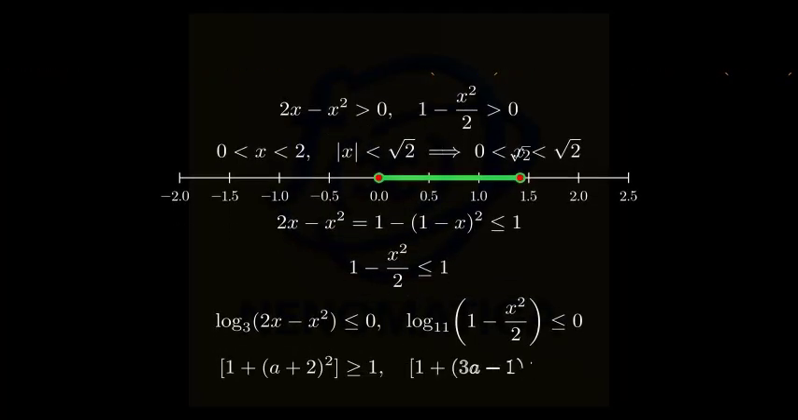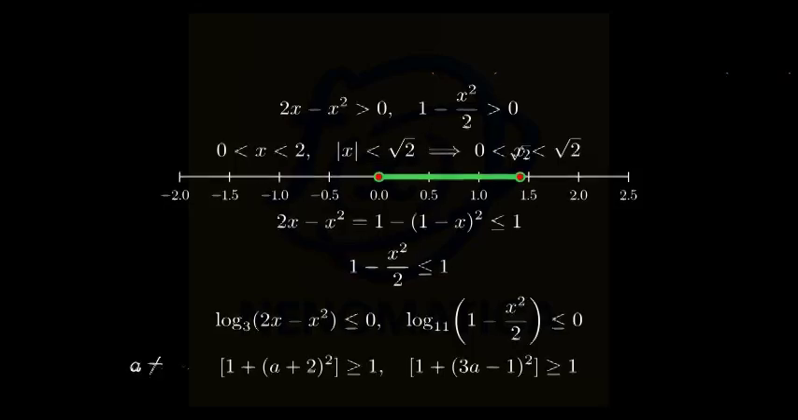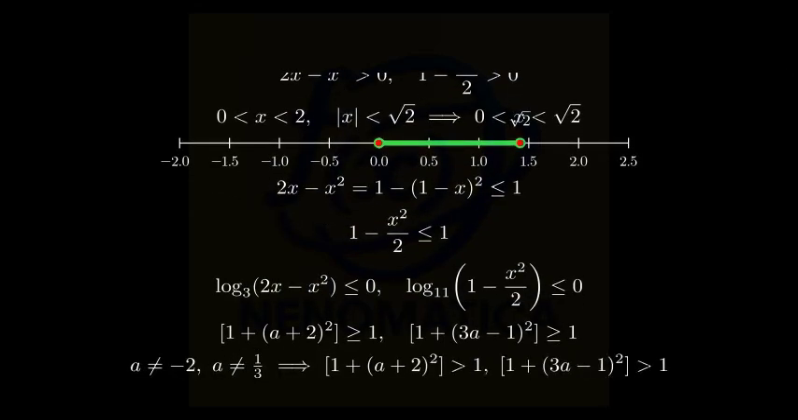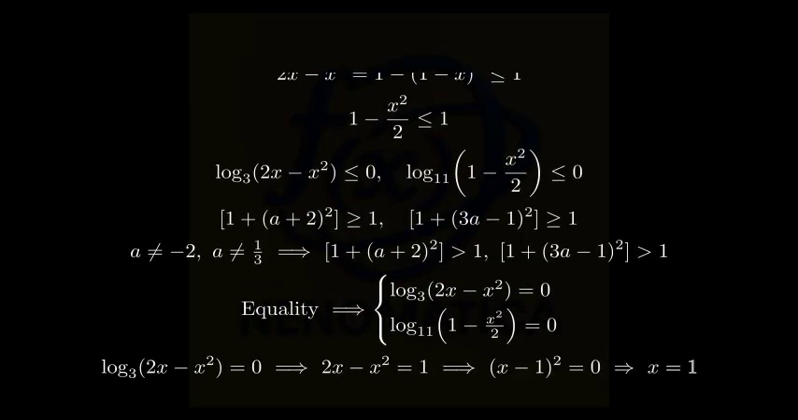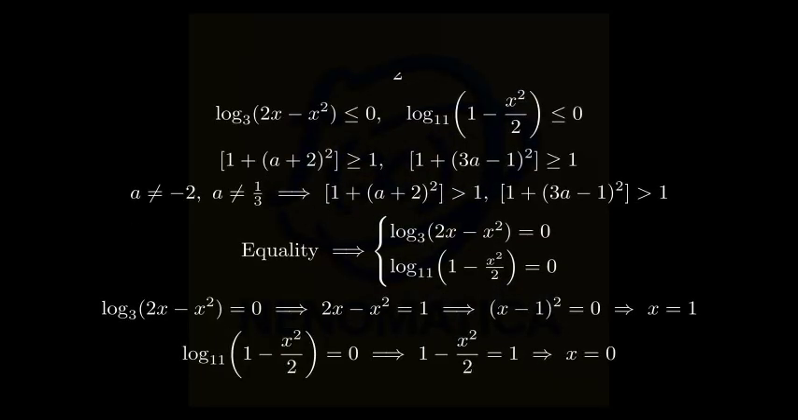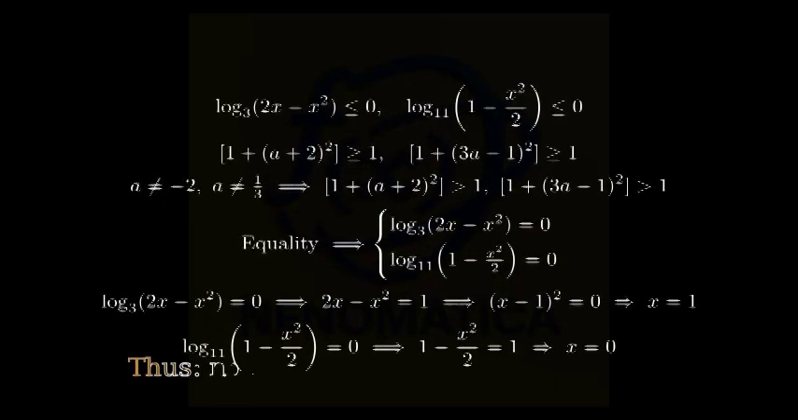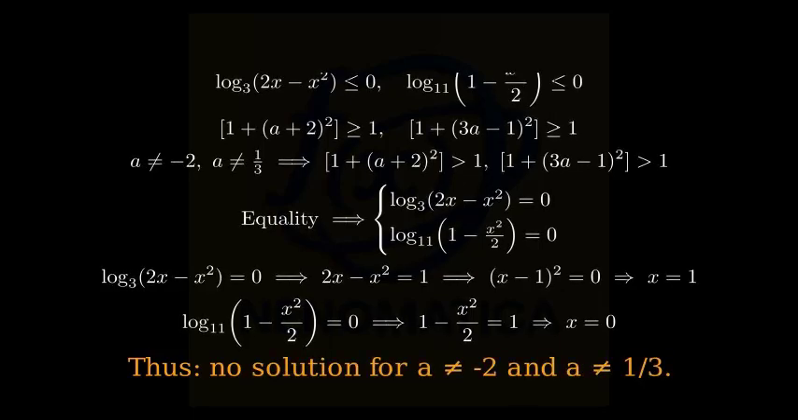Step 3. Compare the two sides. Each coefficient 1 plus something squared is at least 1. If a is not negative 2 and is not 1/3, then both coefficients are strictly greater than 1. Multiplying a non-positive logarithm by a number greater than 1 makes it even smaller, so the left side is less than or equal to the right side, and equality can happen only when both logarithms are 0. Solving those two conditions, 2x minus x squared equals 1 gives x equals 1, and 1 minus x squared over 2 equals 1 gives x equals 0. They cannot hold simultaneously, so there is no solution when a is not -2 and not 1/3.